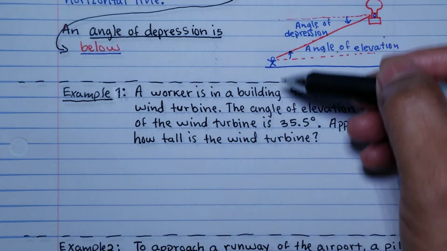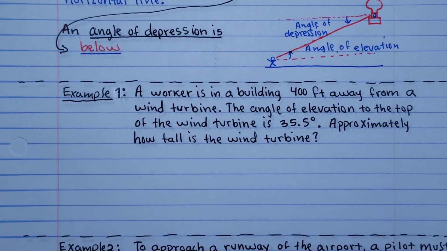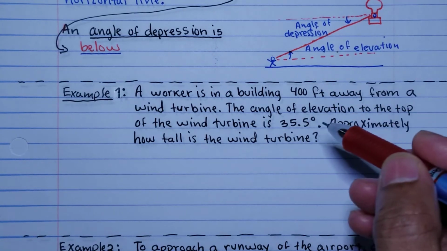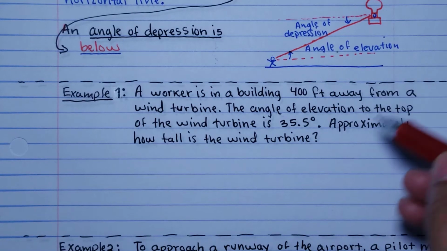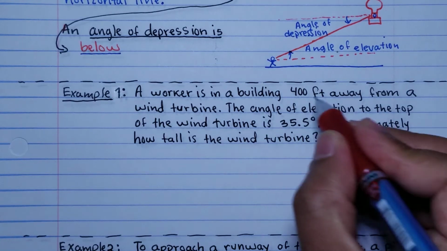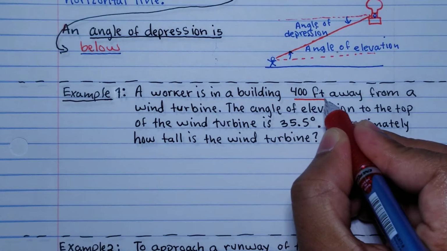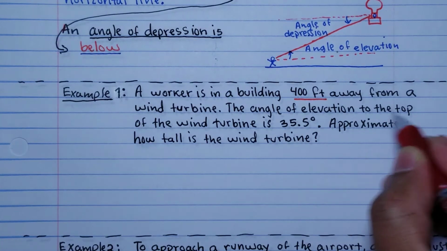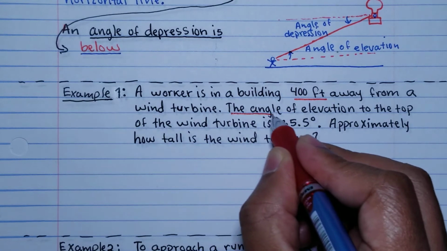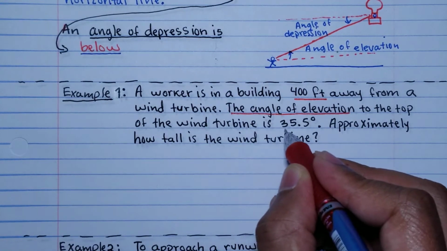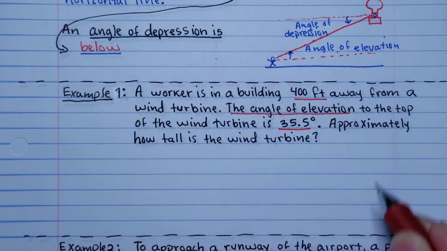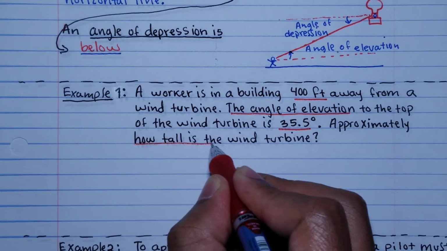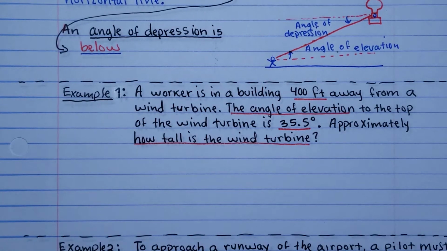So as you can see, this is just a bunch of words, and we need to get the information out of all of these words and then draw a diagram to help our brain visualize what we're supposed to do. So I see 400 feet, okay, so that's key. And then I also see the angle. It's an angle of elevation, and it says that it has a measure of 35.5 degrees. And the question is, how tall is the wind turbine? So that's what we need to answer.